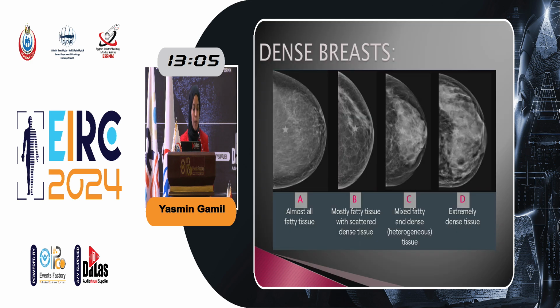Dense breasts. The breasts are divided into A, B, C, and D categories according to their densities. A is almost all fatty tissue. B, scattered fibroglandular densities. C, mixed fatty and dense, but heterogeneously dense that may obscure small lesions. In D, extremely dense tissue.